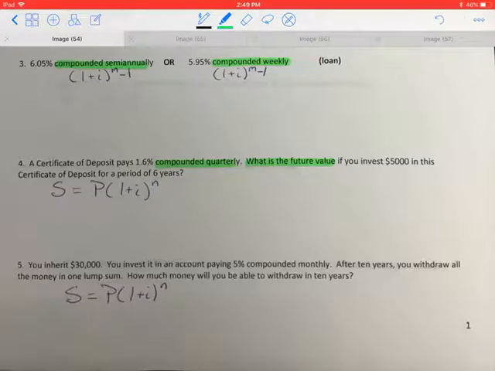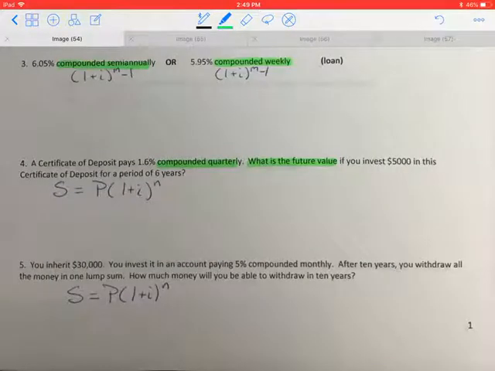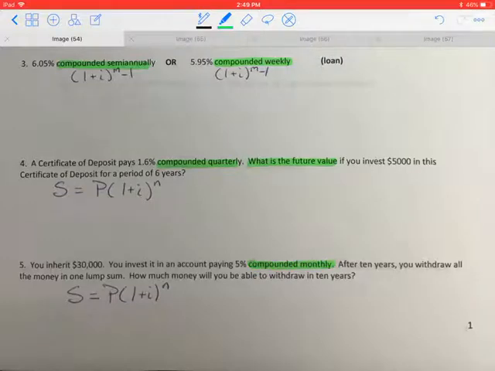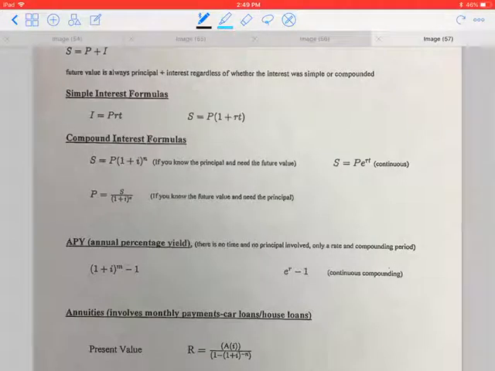All right, so we used that basic formula, and it turns out number 5 is the same. We're compounding monthly, and we know our starting value, our principal, and we want to know how much will you be able to withdraw in 10 years. So it's asking you for future value. So once again, if we flip over here, if we know the principal and need the future value, this is the formula that we use.